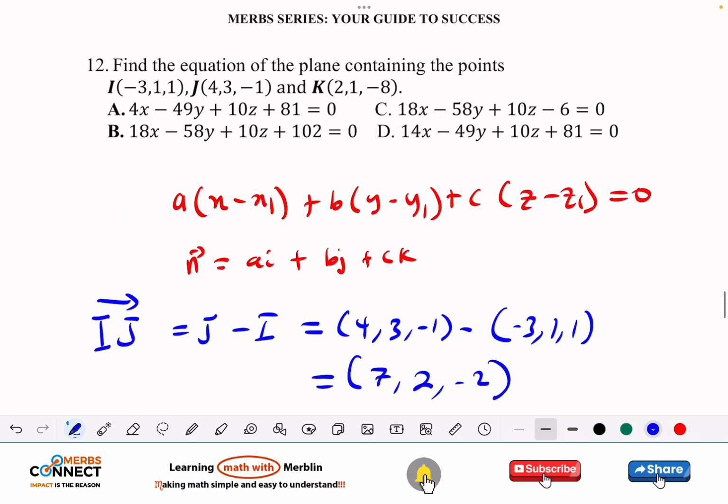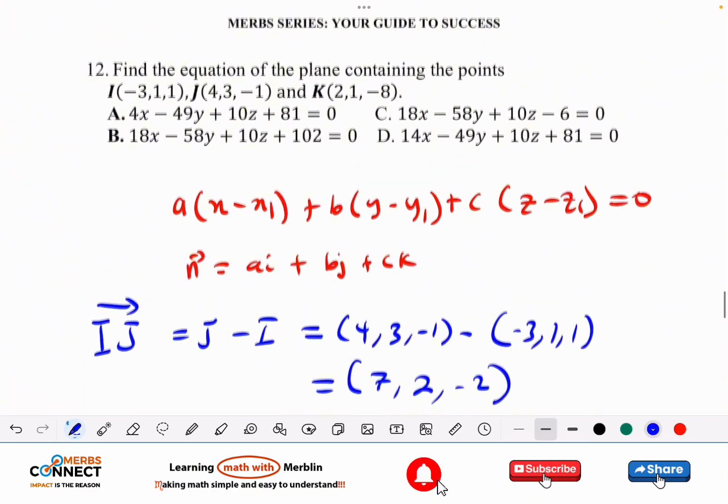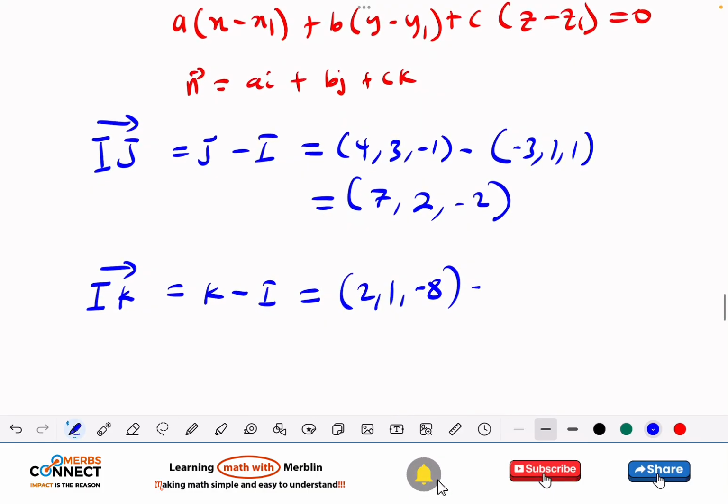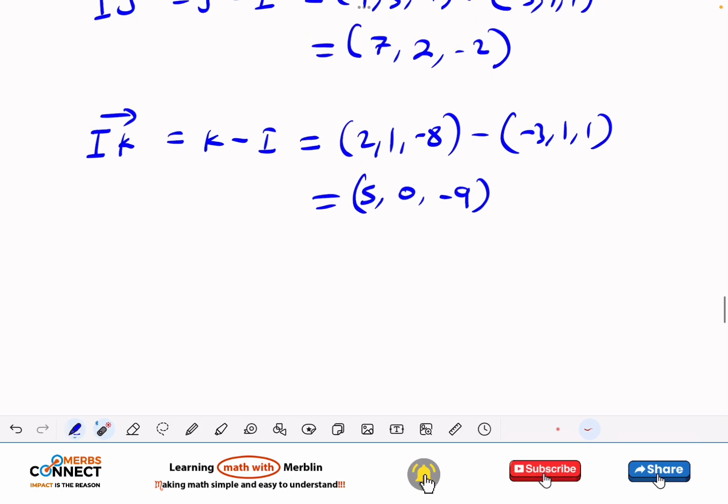K is, what is K? K is 2, 1, minus 8. Is that right? Yes, indeed. Then minus I is minus 3 again, and 1, 1. So this is going to give us 5, 0, and minus 9. Good. So now that we have gotten this and this, now we can find the vector n, right? So vector n is equal to the vector of ij cross ik.